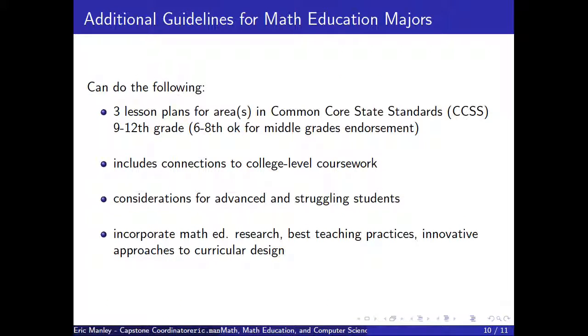Okay, for math education majors. So math education majors, the standard is sort of that your project should be 3 lesson plans. So your project will be 3 lesson plans, and you're supposed to choose areas from the Common Core for 9th to 12th grades. Or 6th to 8th is okay if you're just doing a middle grades endorsement, but for secondary ed, you pick things from 9th to 12th grade, obviously. And so you're going to do lesson plans on those areas, and then your lesson plans should include connections to your college level coursework. So you've done something in your upper level math courses that you can then kind of bring to the high school classroom in some way, right?